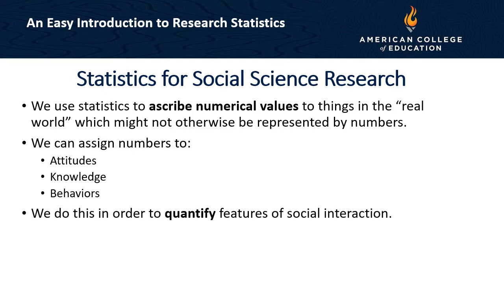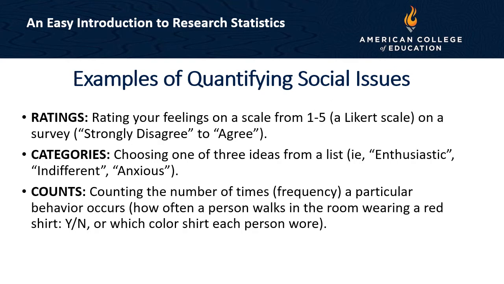And we do this in order to quantify features of social interaction. And most often in social science research, this comes in the form of a survey where people provide ratings to particular questions about their attitude, knowledge, beliefs, and behaviors. Examples of quantifying social issues.